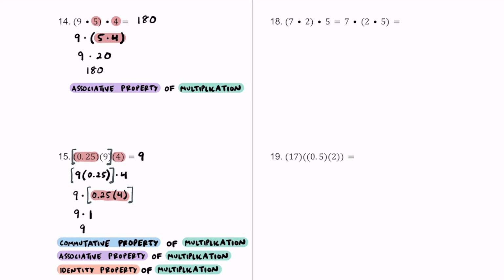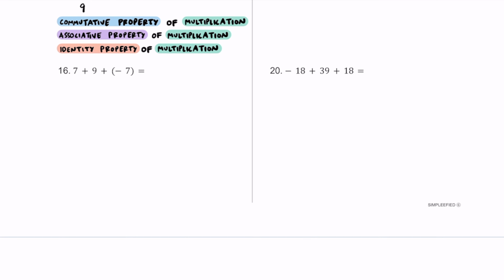Finally, when we have this 9 times 1 at the end, and we said 9 times 1 is just equal to 9, when you multiply anything by 1 it stays the same, so we must be using the identity property of multiplication. While the directions say write at least one algebraic property, these would be all three that you could have written down for this particular problem. Let's check out number 16.